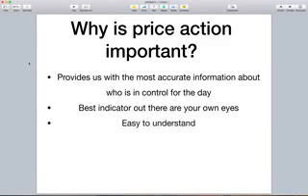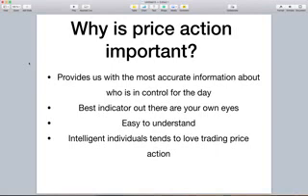Price action is also very, very easy to understand. You can teach this to a 6-year-old kid if you want to. It's going to be colorful price action, but what I'm saying is that it's very, very simple. You can teach it to basically anyone, and it's the most powerful tool that you want to have in your arsenal.